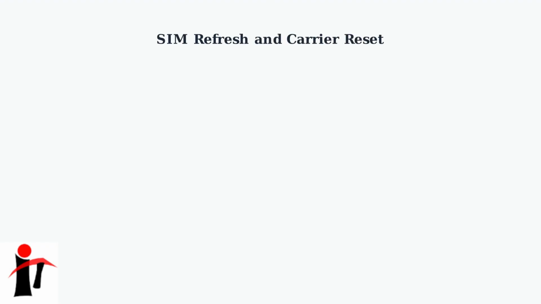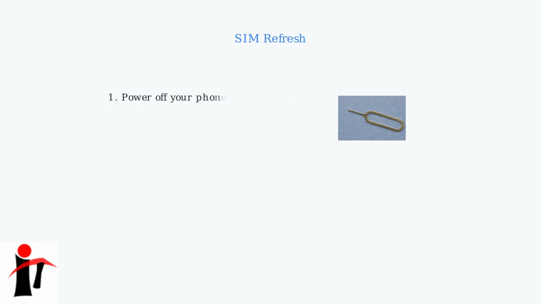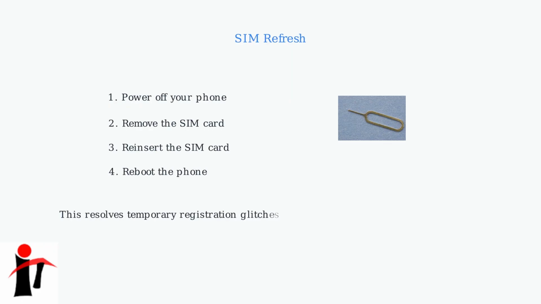If it's not a widespread outage, try these two key fixes. First, perform a SIM refresh. Power off your phone, remove the SIM card, reinsert it, and reboot the phone. This resolves temporary registration glitches.